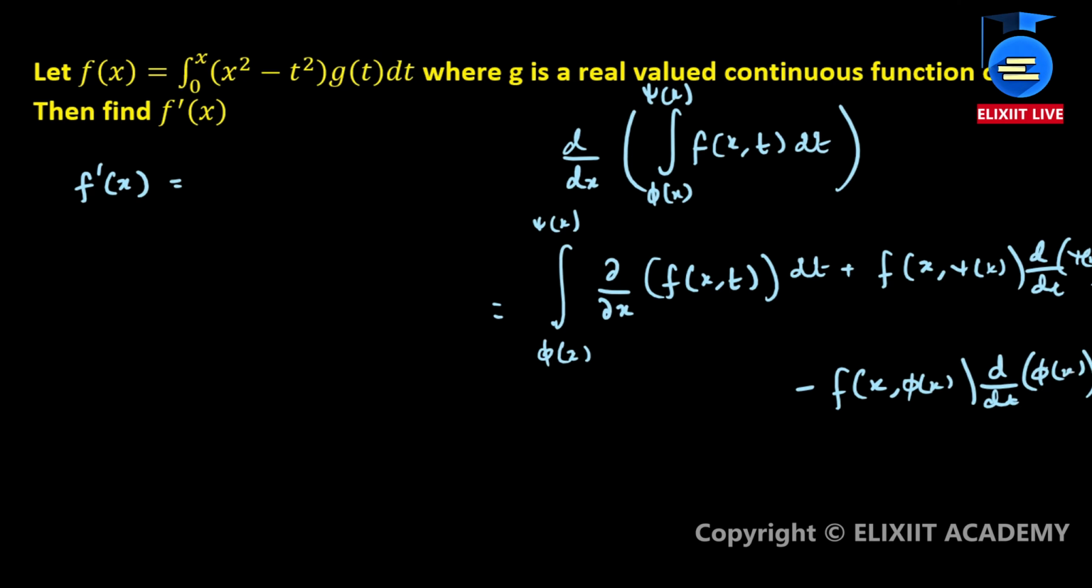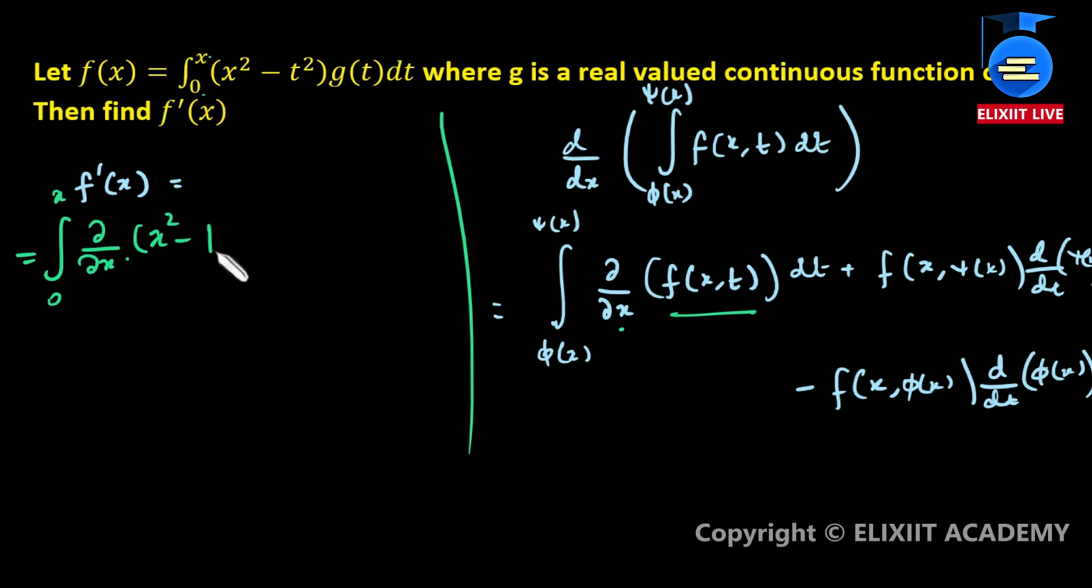Now use the same thing over here. This is the generalized Leibniz rule. So find out what f dash of x is. F dash of x will be, first we have integration phi of x to psi of x. Now phi of x is 0, psi of x is x. So simply integration 0 to x. Now del by del x of f of x t dt, of the integrand, that is basically x square minus t square, g of t dt. G of t was also there. This is the entire integrand actually, including this g of t dt.